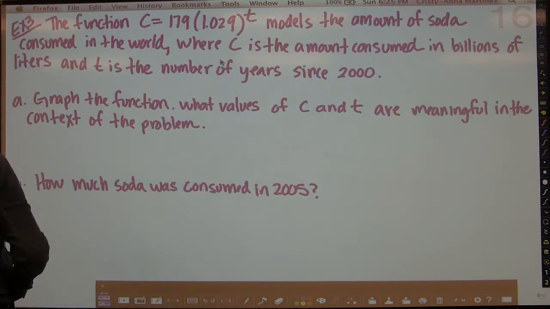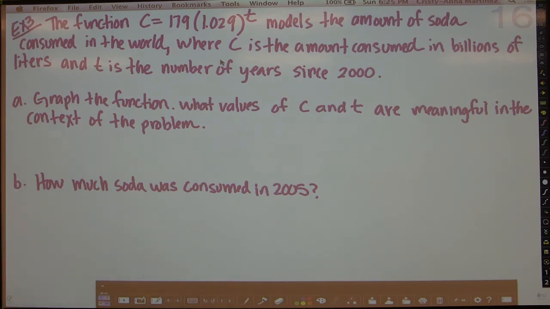In example 3, we're going to talk about soda. It says the function C equals 179 times 1.029 to the t power models the amount of soda consumed in the world, where C is the amount consumed in billions of liters, and t is the number of years since 2000. So in part A, it says graph the function.